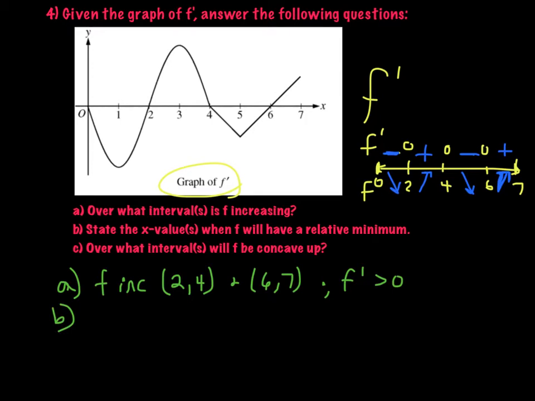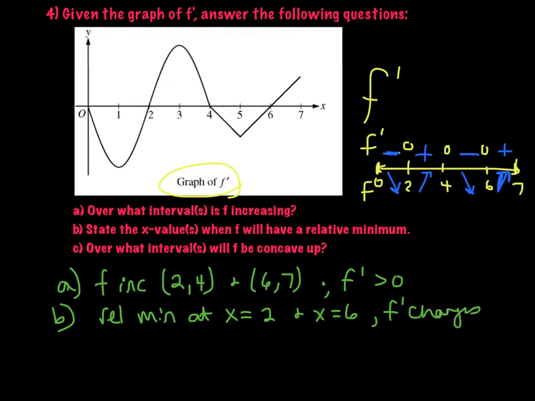Part B says, state the x value or values when f will have a relative minimum. Well, when is it going to have a relative minimum? It has a relative minimum when we go from decreasing to increasing, when we make that switch. You can see that happens here, and it's going to happen again here. And so we have two different x values, and so we would say we have a relative min at x equals 2 and at x equals 6, and that's because f prime changes from negative to positive.